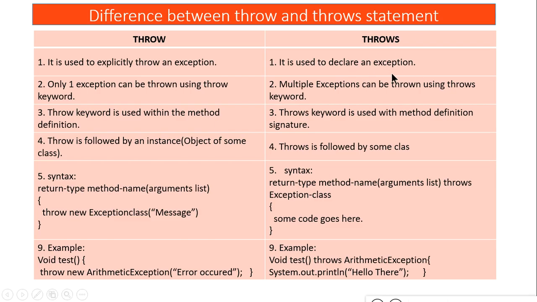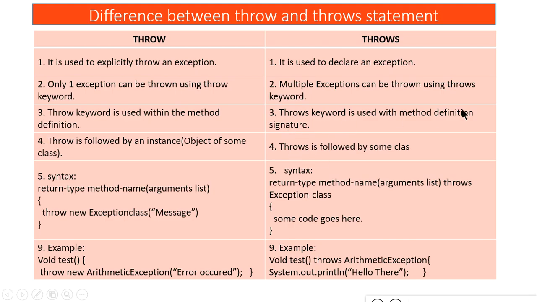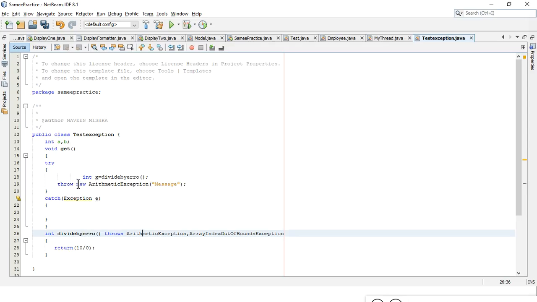It is used to declare an exception. Multiple exceptions can be thrown using throws. So what I can do is here I can say comma array index out of bounds exception. So I can pass multiple exceptions using the throws keyword. Okay, so throws is followed by a class, whereas throw is followed by an instance. So here with throw you're using this instance object name, but with throws you pass the class here. So this is the instance and this is the class.